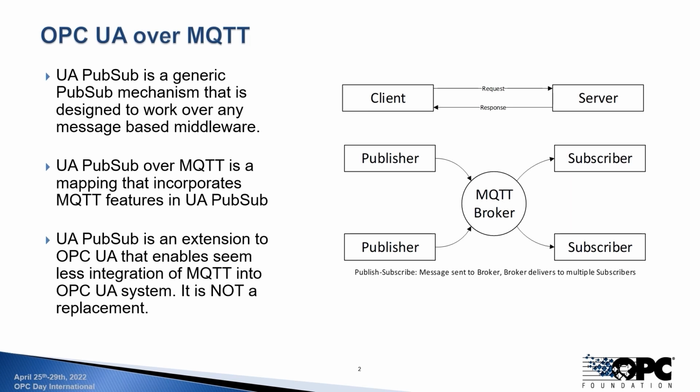Now, the important thing to remember about UA PubSub is it's an extension to client server. It doesn't replace client server. In fact, in any system, you're going to have tasks that are best handled with request response. Tasks such as browsing the server address space, where you're navigating down a tree and following references between different nodes. That is really done well with client server. But in other cases, if you just want to push a large volume of data up to the cloud, a broker is a very good solution. So any real system is going to have a combination of client server and pub sub, and OPCUA is the only technology that allows you to seamlessly integrate and switch between those two modes of communication.